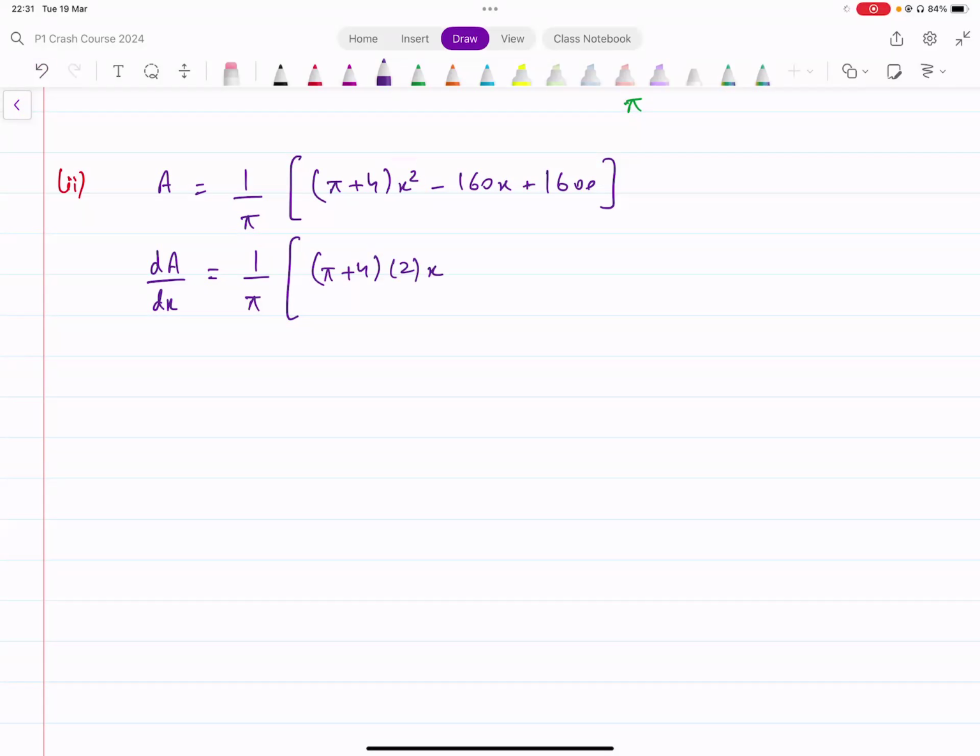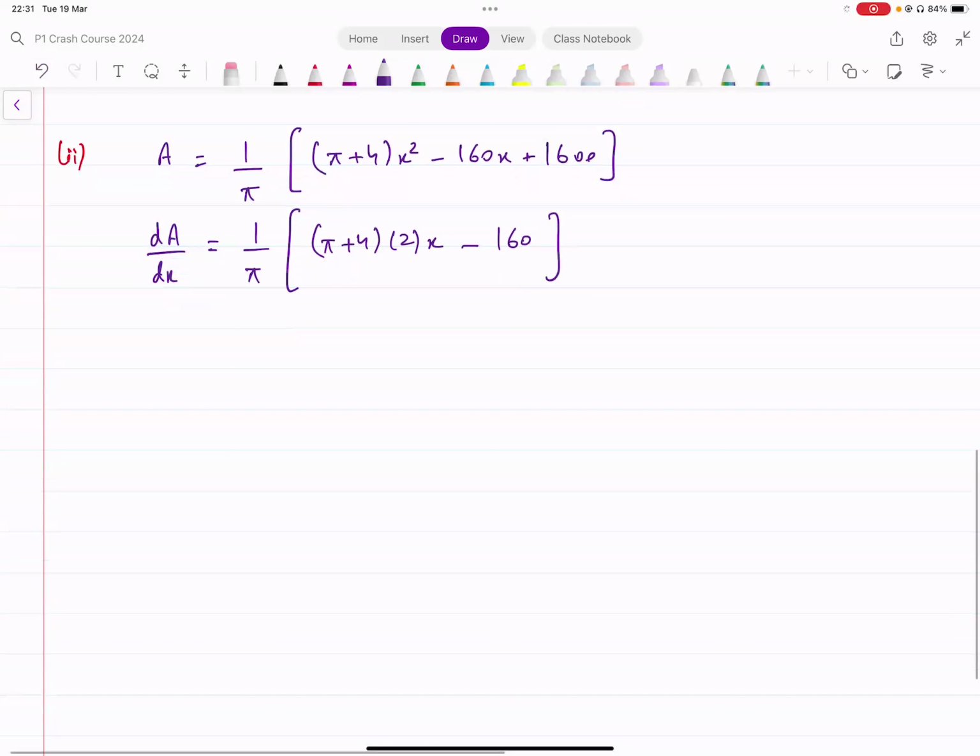Subtract 1 from the power, x power 2 becomes 2 times x power 1. Then you have minus 160x. What's the derivative of minus 160x? It's just minus 160. And the derivative of 1600 is 0. This is what we end up getting.